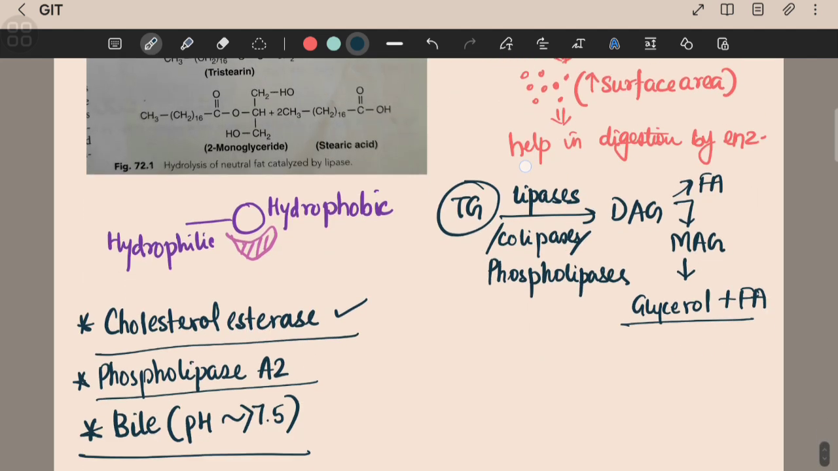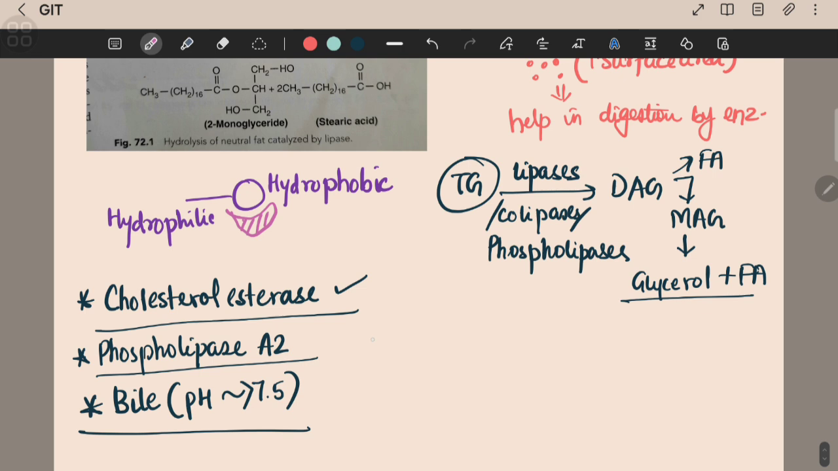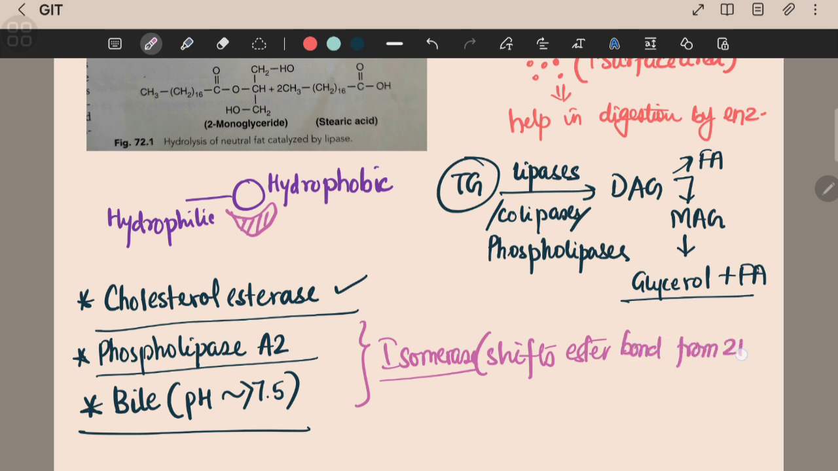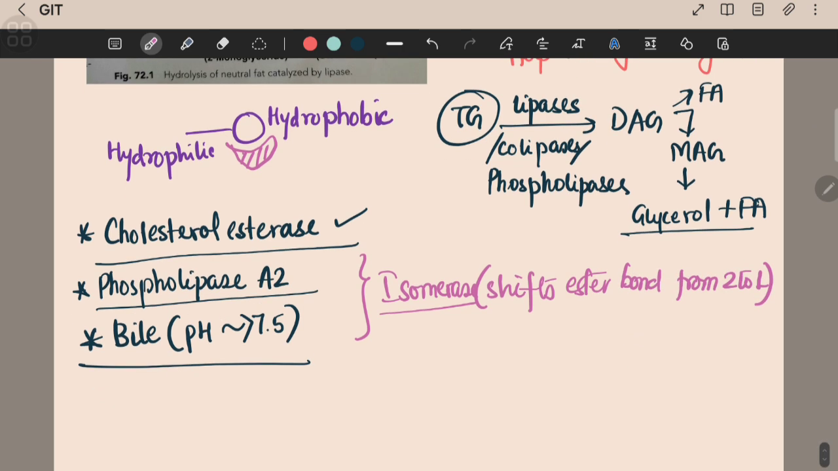Then another enzyme is involved, the isomerase, and this will shift the ester bond. What is the function of isomerase? It shifts the ester bond from 2 to 1. The bond in the first position is then hydrolyzed by the lipase, forming free glycerol and fatty acids. The major end products of the digestion of triacyl glycerol will be either 2-MAG, monoacyl glycerol, or simply glycerol and fatty acid.